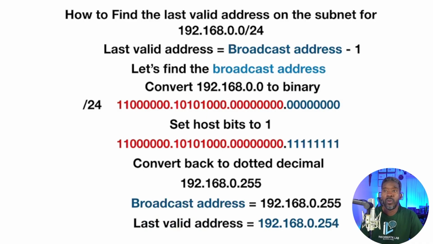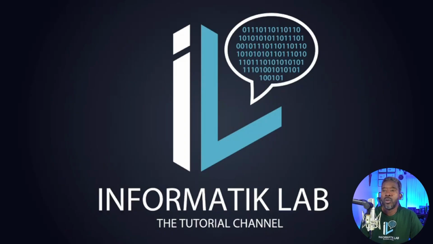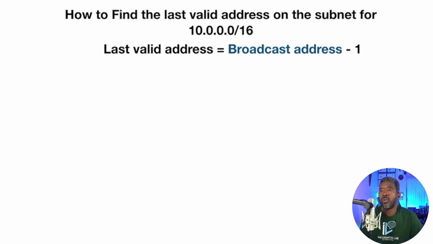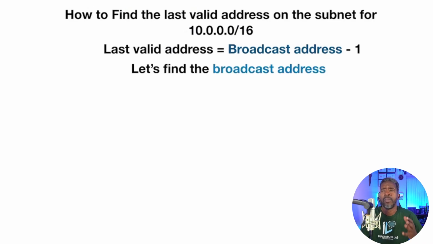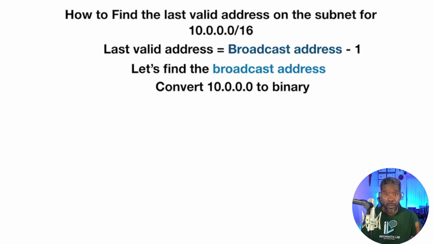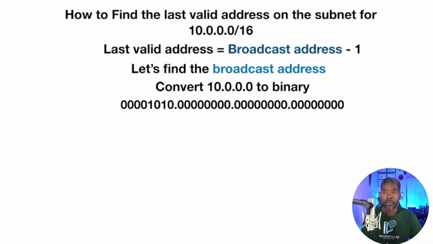Okay, so we've done it for 192.168.0.0/24. Now let's go to the next one, which is 10.0.0.0/16. We're just going to proceed with the same procedure: the last valid address is the broadcast address -1. So now let's find the broadcast address. First of all, we need to do the same thing and convert 10.0.0.0/16 to binary.